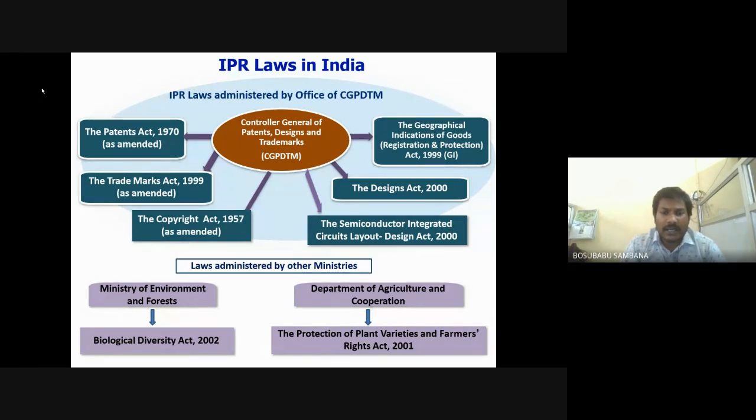That is the Controller General of Patents, Designs and Trademarks, CGPDTM. The website is ipindia.in, ipindiaonline.in. Before going to that, the various acts are also there. The first Patent Act in 1970 with some amendments, and later two trademark acts: the Trademark Act 1999, the Geographical Indication of Goods (Registration and Protection) Act in 1999, the Copyright Act in 1957, and the Semiconductor Integrated Circuit Layout Design Act in 2000.